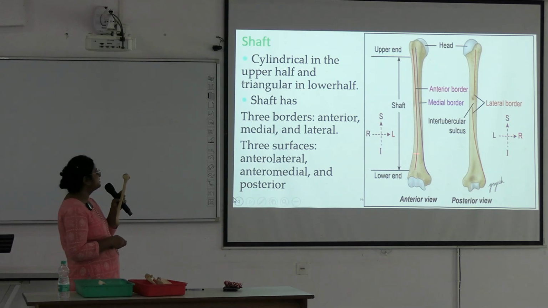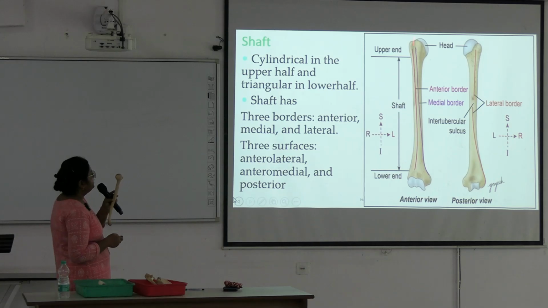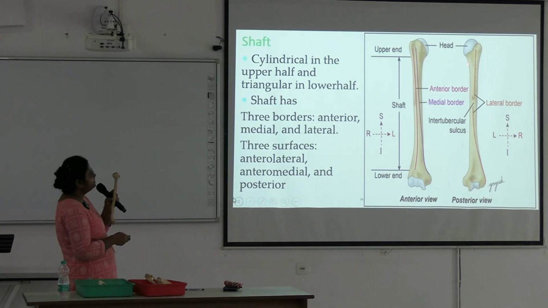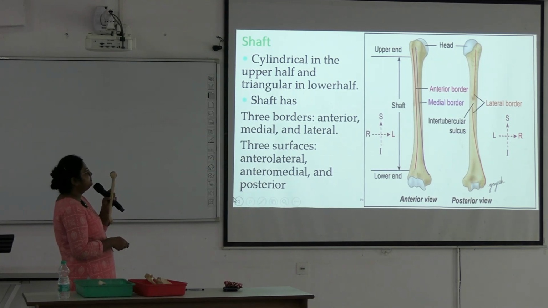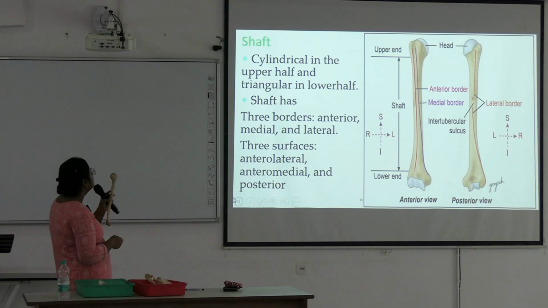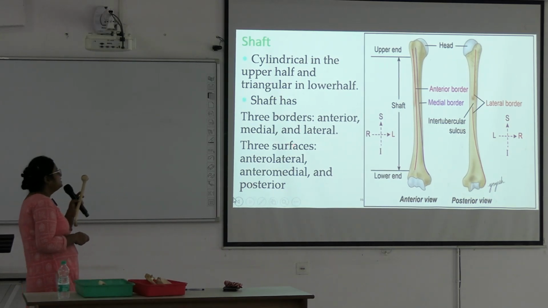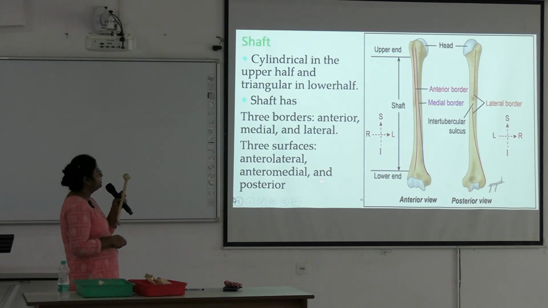Shaft has 3 borders: anterior border, medial border and lateral border. Here you can see the anterior border coming from lateral margin of intertubercular sulcus. Here is the medial border, violet one, coming from medial lip of the intertubercular sulcus up to this medial epicondyle. And here is the lateral border extending up to the lateral epicondyle. So 3 borders, anterior, medial and lateral border, and 3 surfaces, anteromedial, anterolateral and posterior surface.